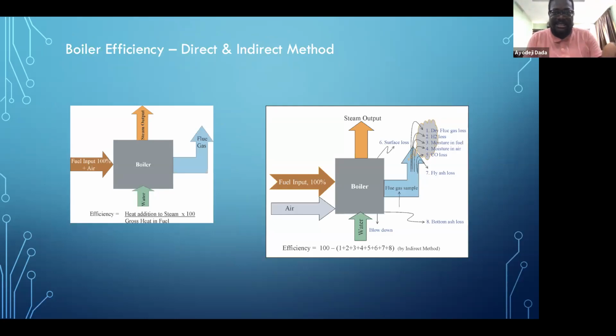This is also a graphical representation of the two methods for boiler efficiency calculation. One is the direct method, which is simple. The other is the indirect method, which is a bit more complicated. It takes into cognizance a lot of losses, the heat losses during the process.